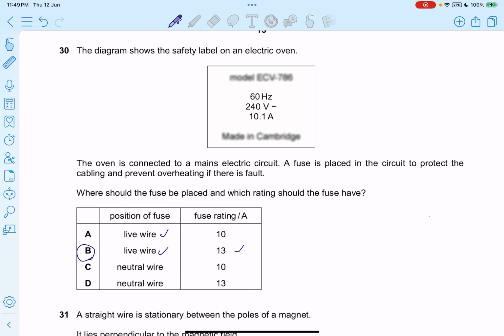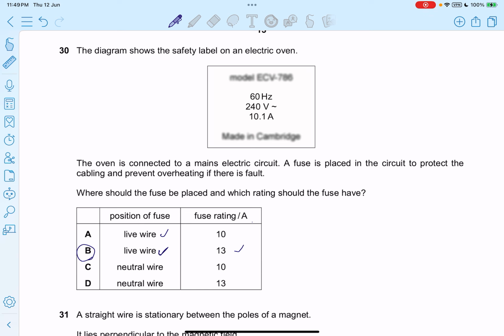So the position of the fuse should be on the live wire, because the neutral wire isn't connected to the electric circuit. So you don't use the neutral wire. Usually you just put it on the live wire, which connects the electric oven to the mains electric circuit.